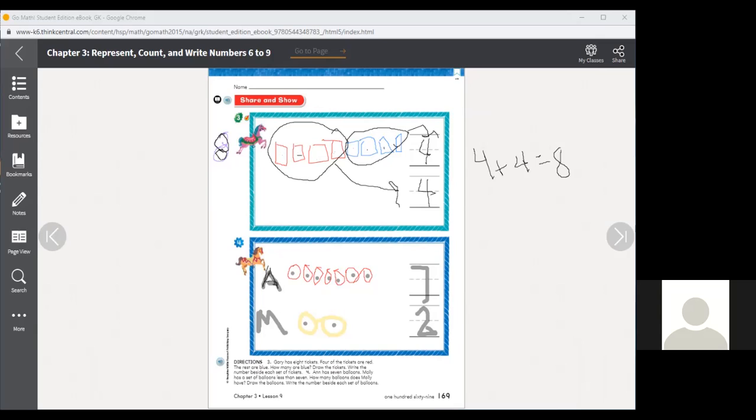Okay, I'm gonna write 2 because we have 2 balloons for Molly. So it says, how many balloons does Molly have? She has 2. And we drew the balloons right beside the set, okay?